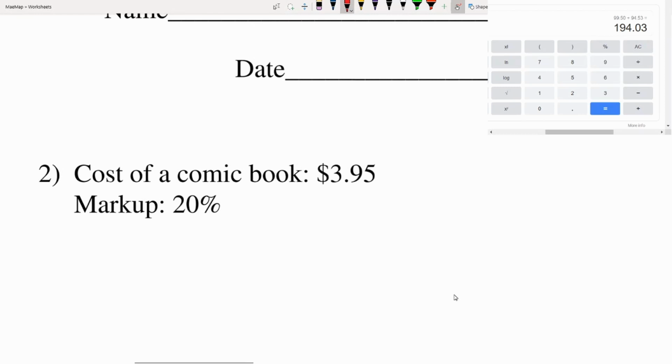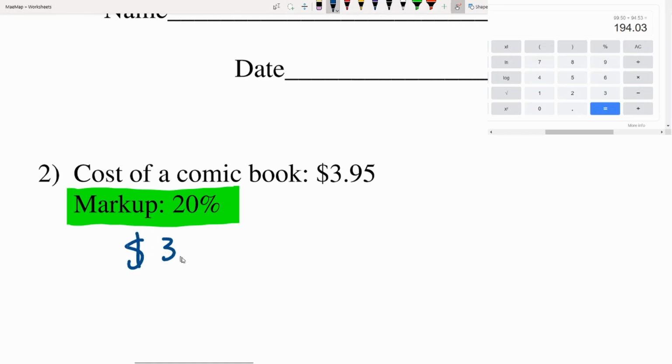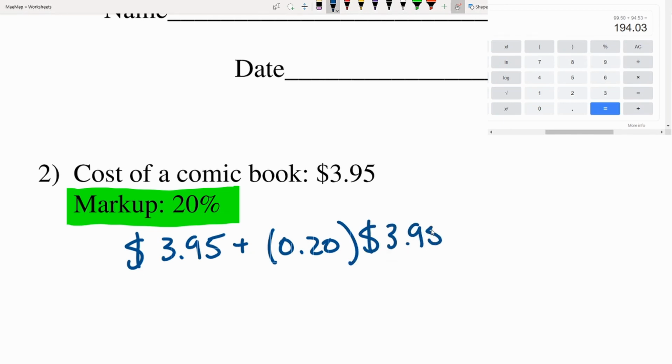In number two, we have the cost of a comic book. We're marking that up, so increasing that price by 20%. So taking our original $3.95 and adding 20% of that original cost. So adding 0.20 multiplied by $3.95. Again, this is 20%. You can see I took the decimal and moved it over twice to turn that number into a decimal. So we'll have $3.95 plus 0.2 times $3.95, and that's going to give us 79 cents.